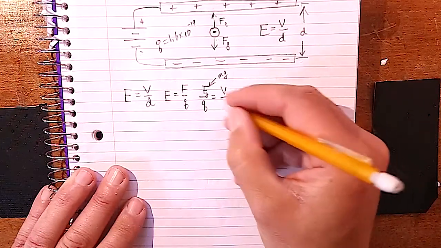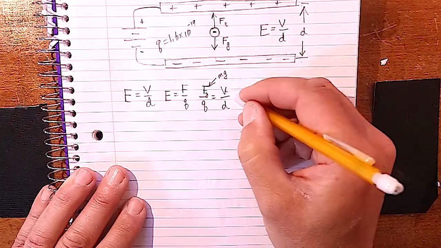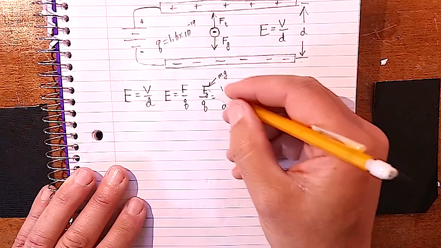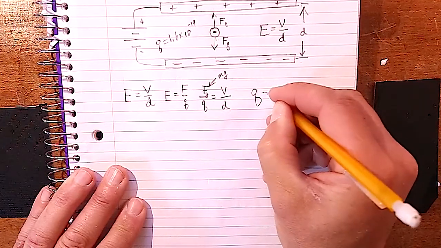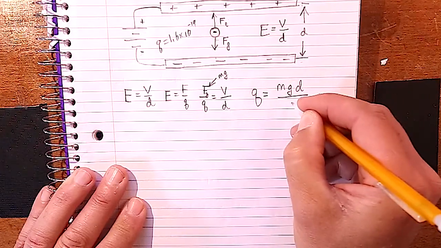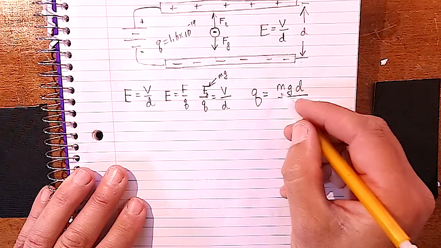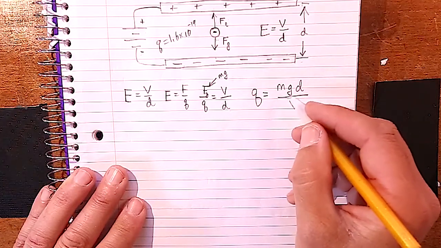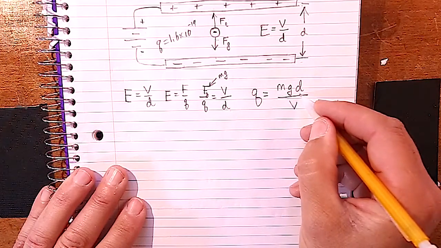So if we cross multiply, we take Mg times D and V times Q, and then divide that V or leave it there, we can end up with a new formula which is Q equals Mgd over V. So he knew V, he was able to figure out M somehow. I don't know how he did that. We know what G is, and he could measure the distance between the plates.